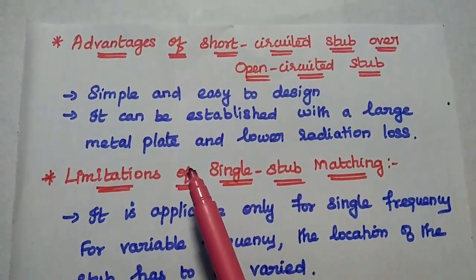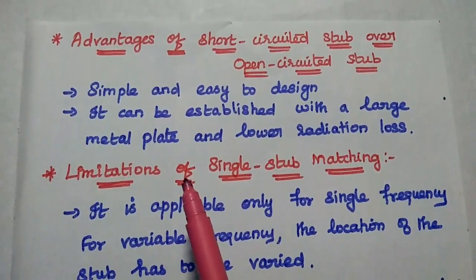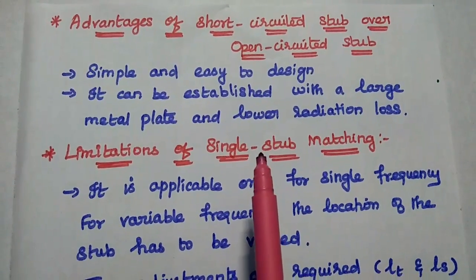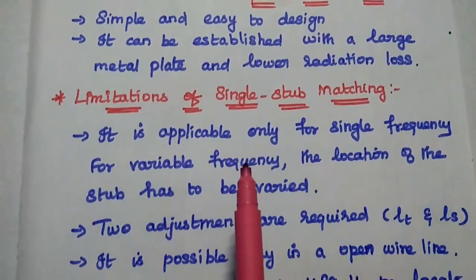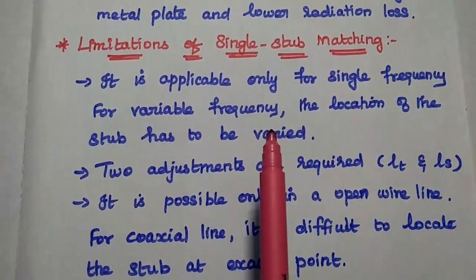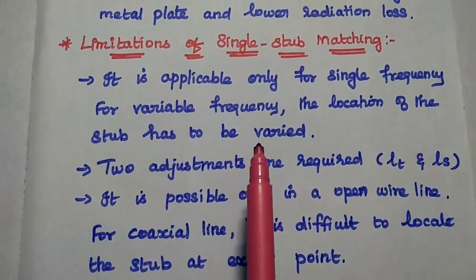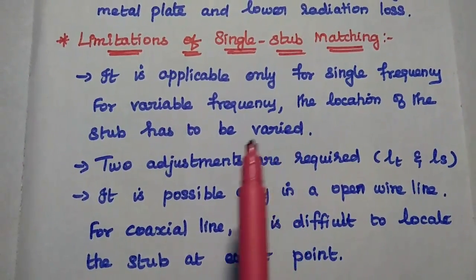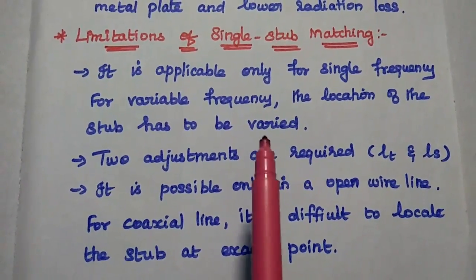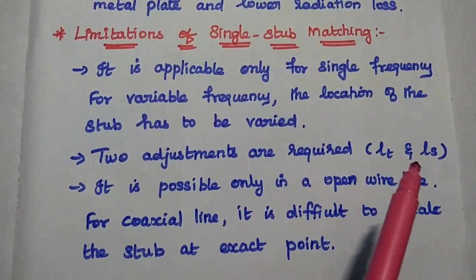The short-circuited stub is simple and easy to design. It can be established with a large metal plate, so the radiation loss is very less. Okay, it provides lower radiation loss. But there are some limitations of this single stub matching. This single stub matching is applicable only for a single frequency. If you want to use it for multiple or variable frequency, then the location of the stub has to be varied. It is very difficult to vary the location of the stub. Okay, there are two adjustments required, the length as well as the position of the stub.